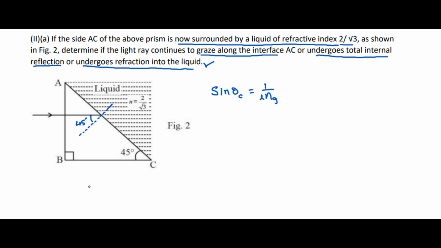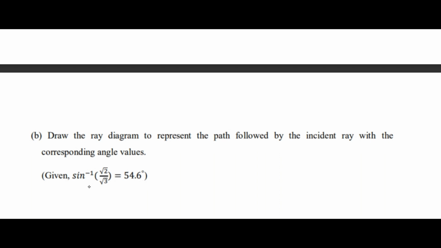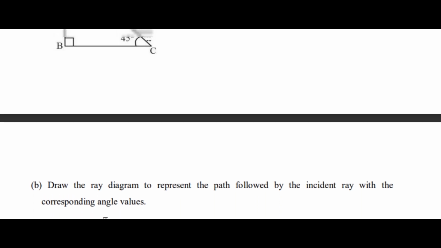This refractive index is nothing but refractive index of glass with respect to liquid. That is equal to refractive index of glass over refractive index of the liquid. So the refractive index of the liquid is 2 by root 3, so sine of theta c is root 2 divided by 2 by root 3, and critical angle is equal to sine inverse of root 2 divided by root 3. This value is given here. Sine inverse of root 2 divided by root 3 is 54.6.